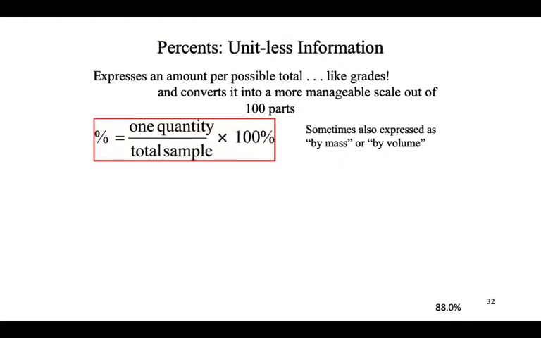Okay. So let's take a look at our percentages. Let's take a step backwards, and let's not look at all the abundant stuff. A percent is a unitless piece of information: one quantity over a total sample. Why do we multiply by 100?